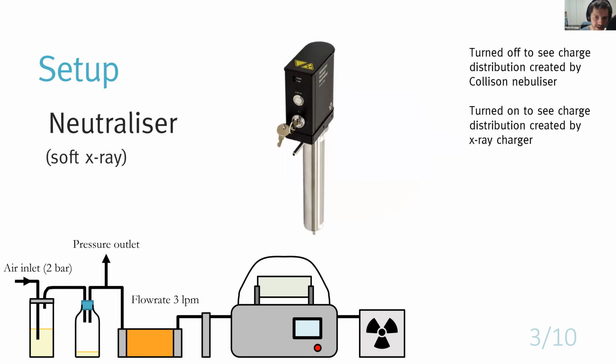I have the option then to have a neutralizer turned on or off. This is a soft X-ray neutralizer. The reason for using this is because this is what the DMA uses to impose a known charge distribution so that it can characterize properly. So I have it turned on, and then I have it turned off to see what the difference is between the charge distributions when they're created from the Collison and when they're neutralized.